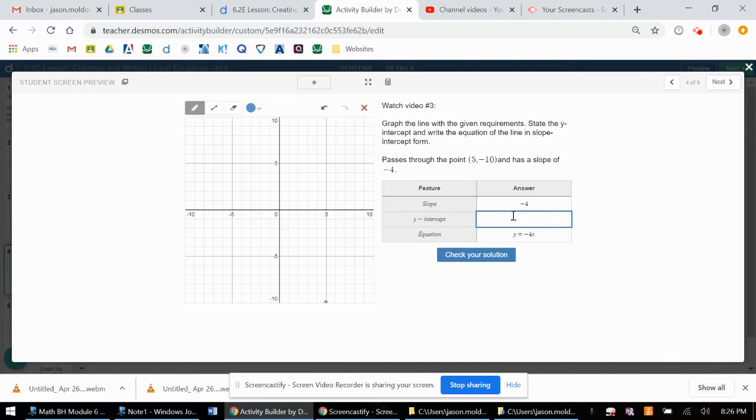And resist the urge to click the check your solution until we really finish doing this. This seems a little bit weird, but it is going to work. This line is going to start all the way up at 0, 10, which is at the top, and it's going to get all the way down to the bottom. That's because it's going to go down. It's negative. And the slope of -4 was down 4, right 1. It is very steep. Down 4, 1, 2, 3, 4, right 1.